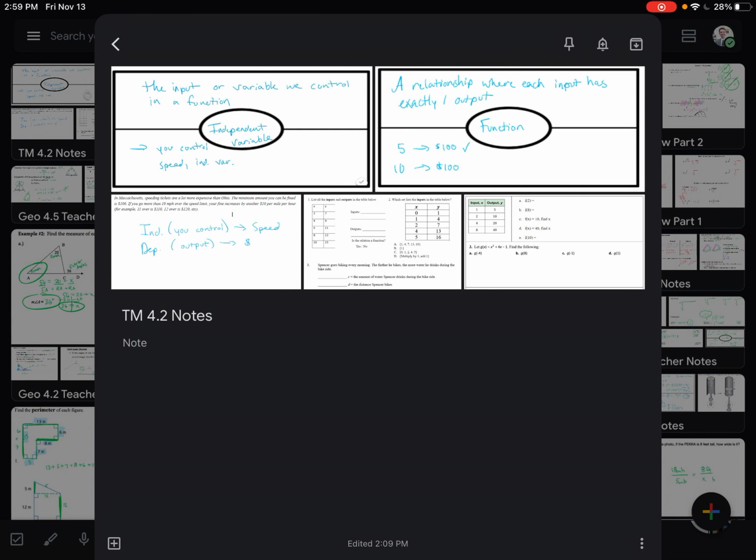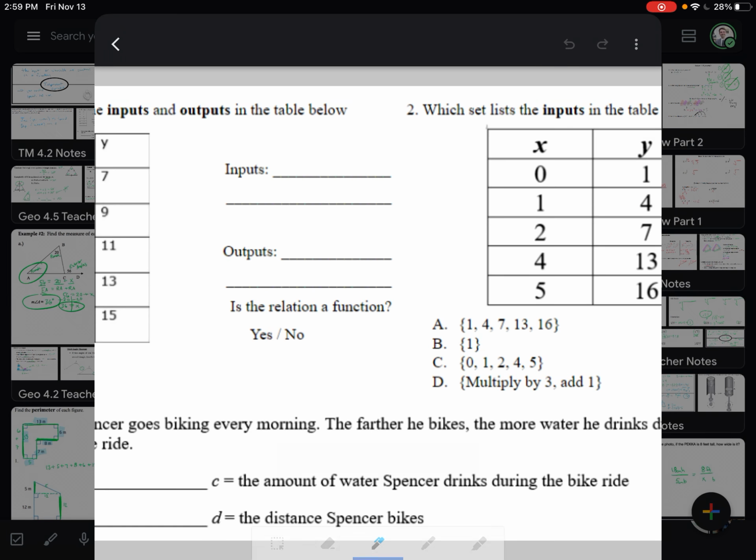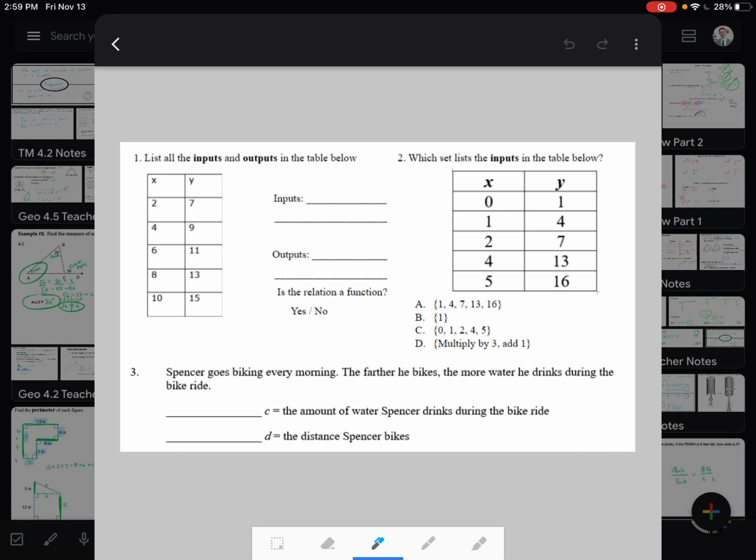All right, so now let's take a look at some practice questions here. So first things first, I want us to list the inputs and outputs. Well, typically, if we're looking at an input, that's going to be your x value, almost always. That's what you put into the function, and it spits out the output or the dependent variable. So inputs for our first one: 2, 4, 6, 8, and 10. Outputs, we have 7, 9, 11, 13, and 15.